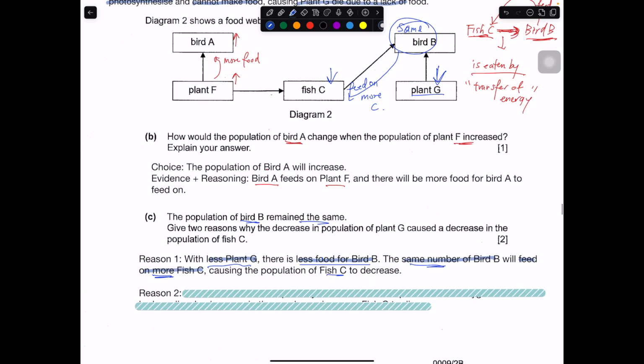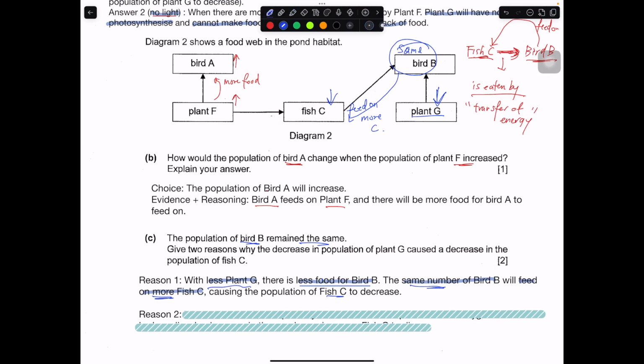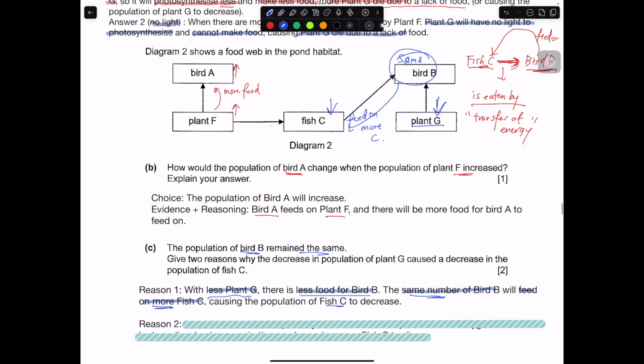Good enough. The second reason is that plants, or rather submerged plants in a pond setting, will provide dissolved oxygen for the fishes in the pond. If there is less plant G, there is overall less photosynthesis, then there will be less dissolved oxygen. So when there's less dissolved oxygen, some of the fish may die because there is not enough oxygen for them to take in.